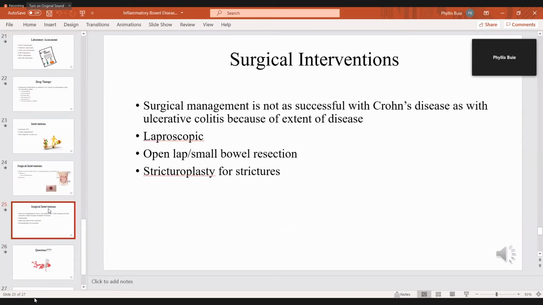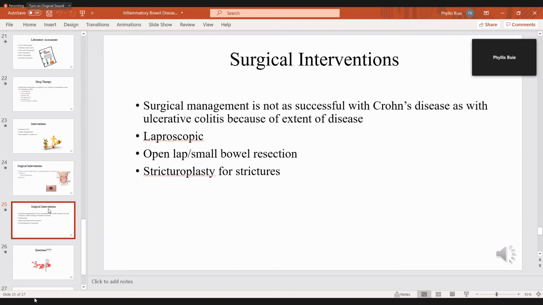And we've already talked about some of the surgical interventions that would be appropriate for these. They could possibly be done laparoscopically, depending on the extent of the disease. And they can remove as much of the colon as they need to. And then, of course, if they have any strictures along the way, they can certainly address those as well. That would hopefully be beneficial.